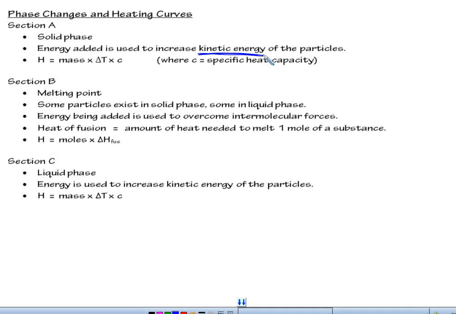If we wanted to calculate exactly how much energy is being absorbed at this section of the graph, we would use this equation. It is in the AP packet, but it looks a little different. In the AP packet, it's going to look like this: Q equals mcΔT. Yikes. It means the same thing.